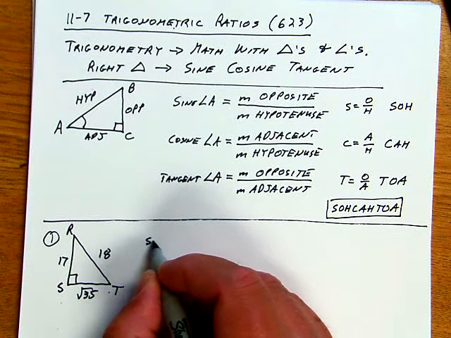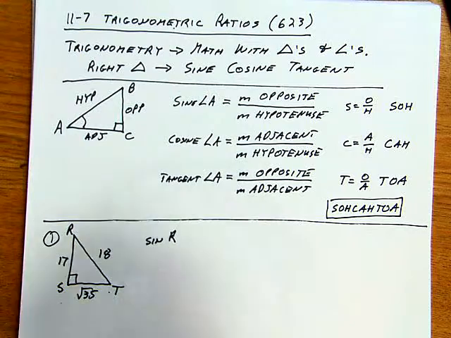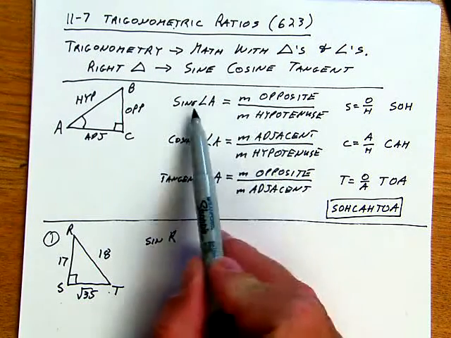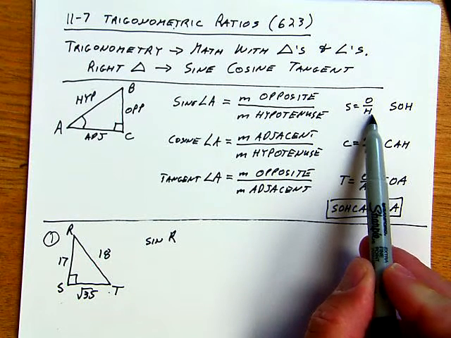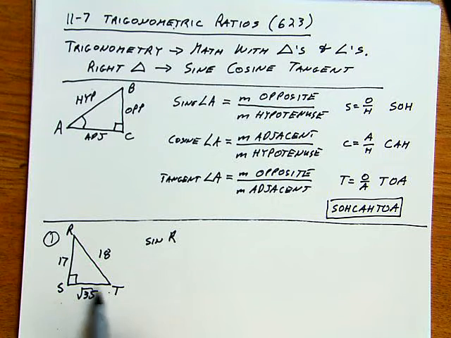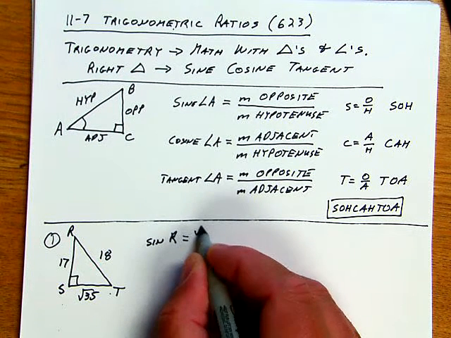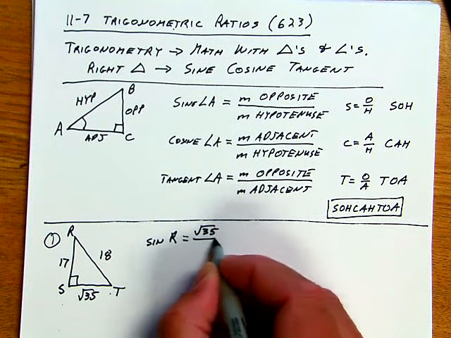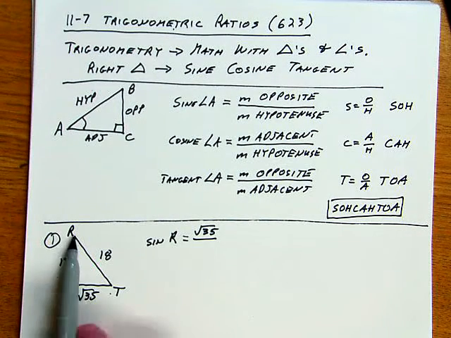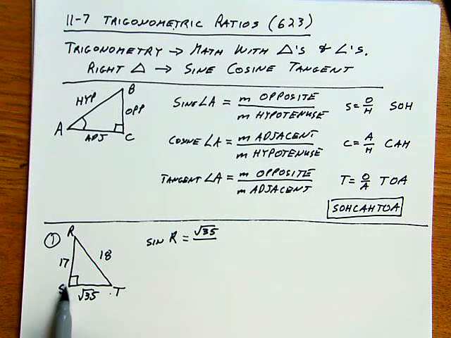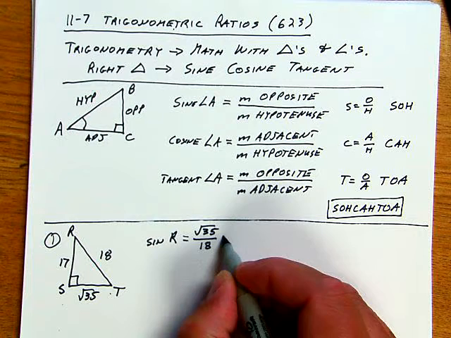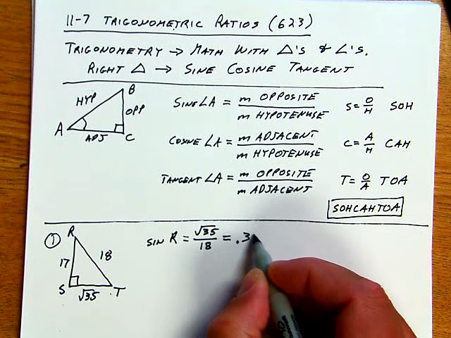Let's do the sine of angle R. There's angle R, and we know that sine is opposite over hypotenuse, so the opposite of R is this line right here, square root of 35, over the hypotenuse. The hypotenuse in this is the side opposite the right angle, so that's 18. And if you get your calculator out and punch that in, you get 0.3287.